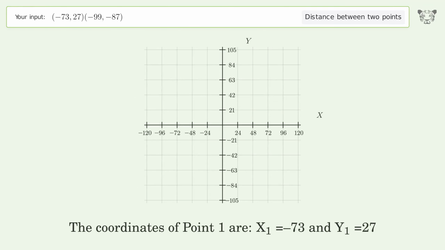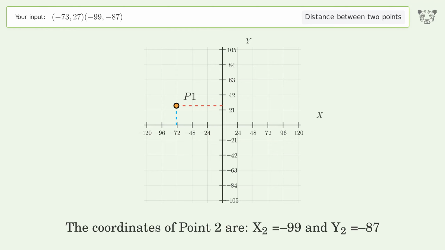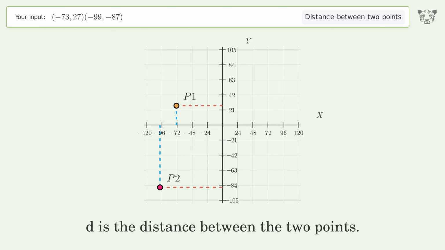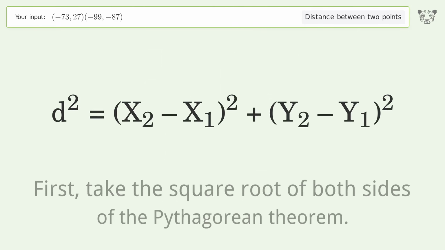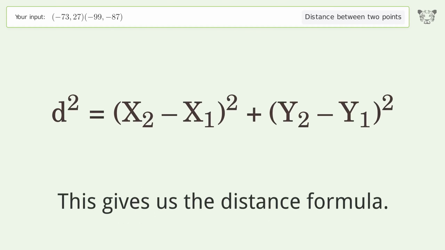The coordinates of point 1 are, x1 equals -73 and y1 equals 27. The coordinates of point 2 are, x2 equals -99 and y2 equals -87. D is the distance between the 2 points. First, take the square root of both sides of the Pythagorean theorem. This gives us the distance formula.